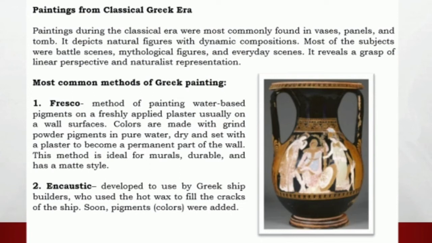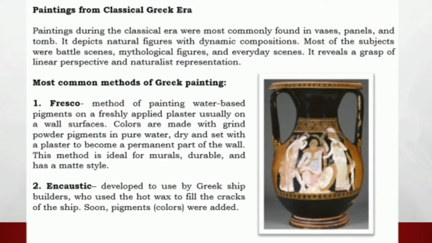Next, paintings from the classical Greek era. Paintings during the classical era were most commonly found on vases, panels, and tombs. They depict natural figures with dynamic compositions. Most of the subjects were battle scenes, mythological figures, and everyday scenes. It reveals a grasp of linear perspective and naturalist representation.